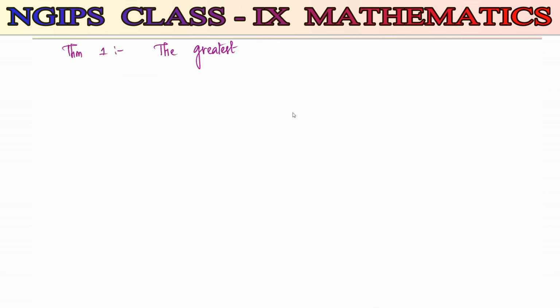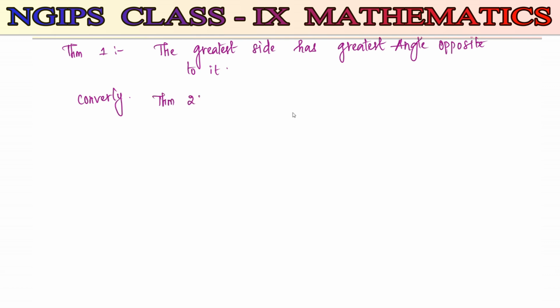Theorem first. The greatest side has the greatest angle opposite to it. Just now we proved it, and conversely we have the second theorem. The greatest angle has the greatest side opposite to it.